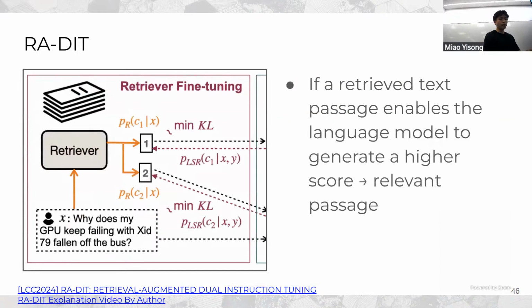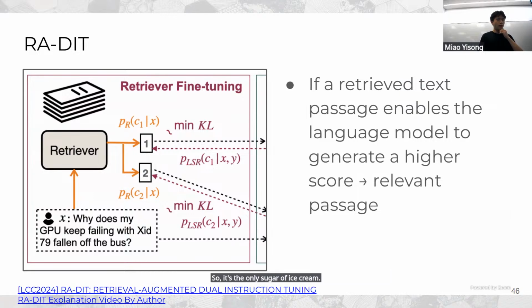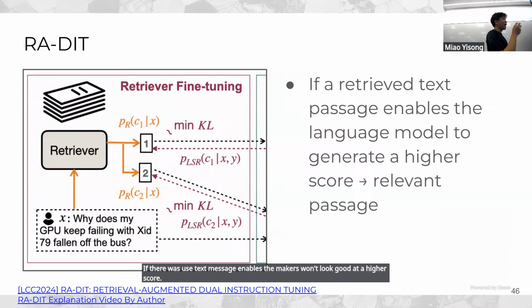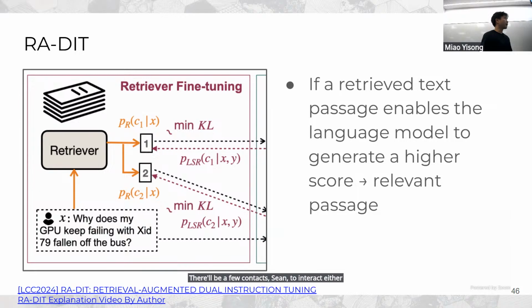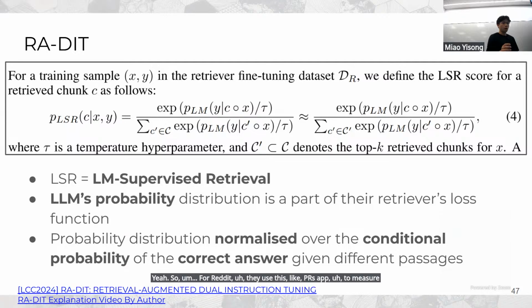Okay, so now let's move to the next part of the pipeline, which is retrieval fine tuning. What you want to answer is: if the retrieved text message enables the language model to generate a higher score, you want that retrieved context chunk to have a higher relevance score. So for Reddit, they use this PRs to measure the relevance of that context chunk in order to produce a certain ground truth table.